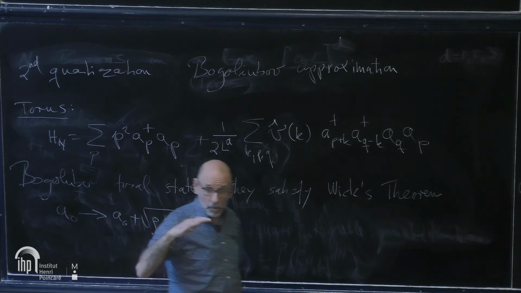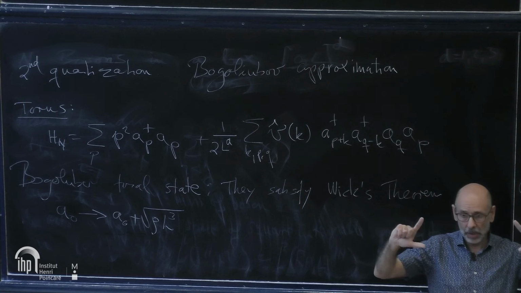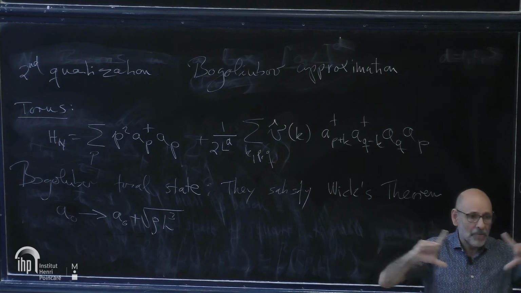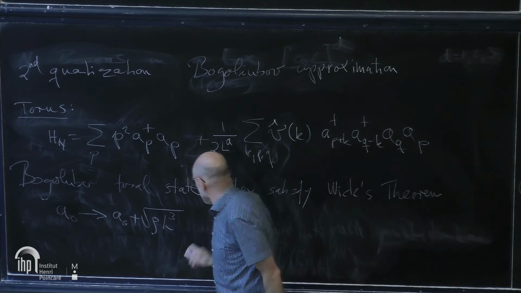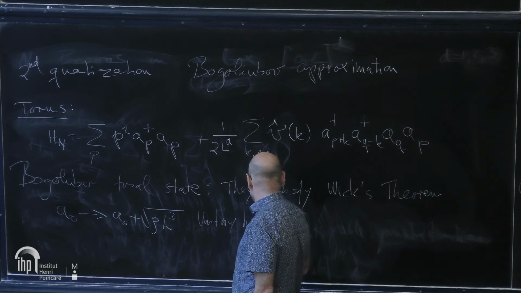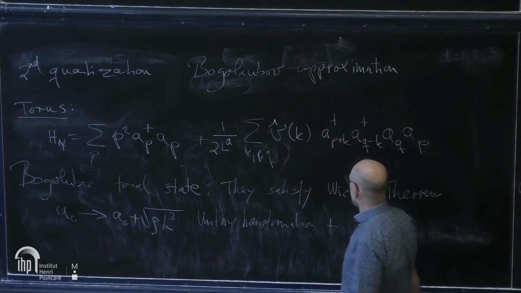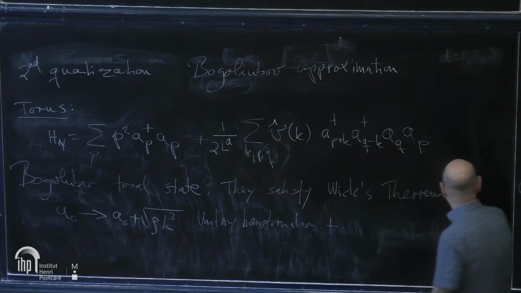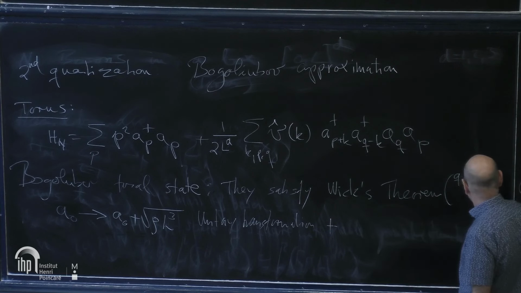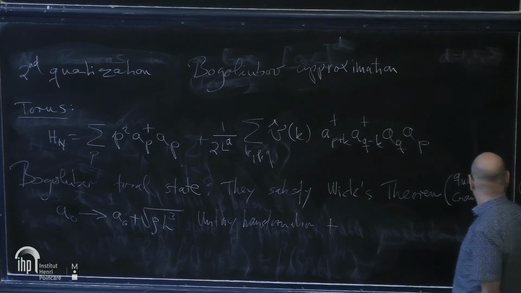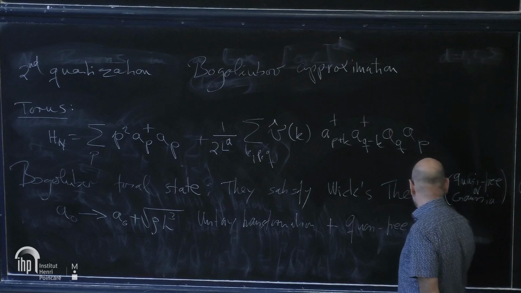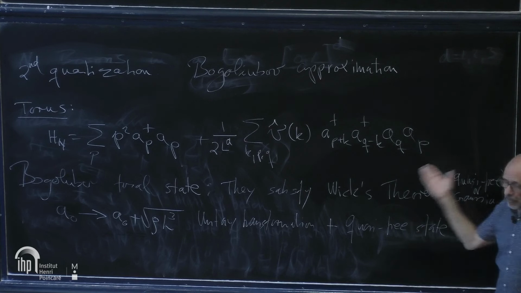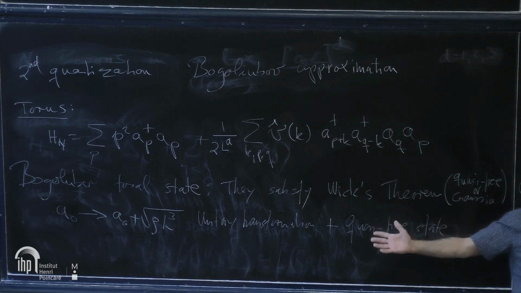If you do Wick's theorem normally, all the odd expectation values, a's with odd numbers, would be 0. But I really want to keep that the odd expectations are also non-zero because of the condensate. So the way I do it is I first do this unitary transformation, and then I use what I would call the quasi-free or Gaussian state. So I would use this plus quasi-free.